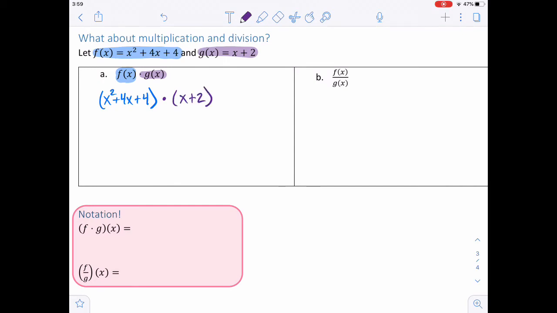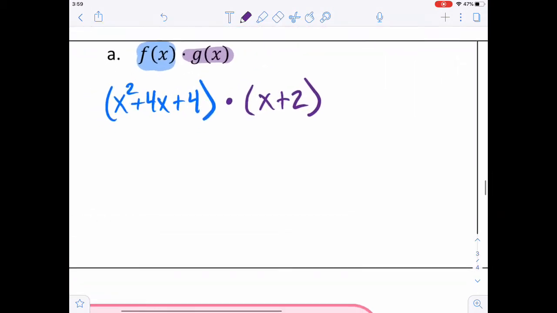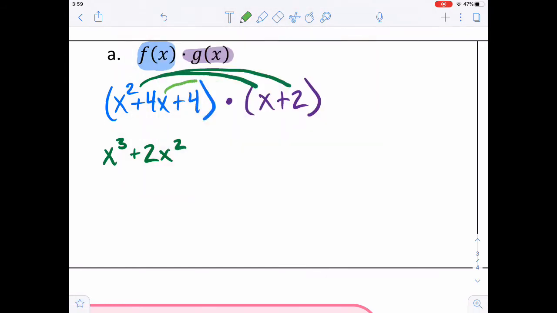And now I just need to follow whatever operation I need to do for multiplication. So here we're going to distribute, right? We're just going to multiply everybody in the first one by everybody in the second one. So we're going to do x squared times x. That's x cubed. X squared times 2, 2x squared. You might do this with the box, and that's fine. Doesn't matter. Then we would have 4x times x. That's 4x squared. Then we have 4x times 2, 8x. And then we got to multiply our 4. 4 times x, 4x, 4 times 2, 8.